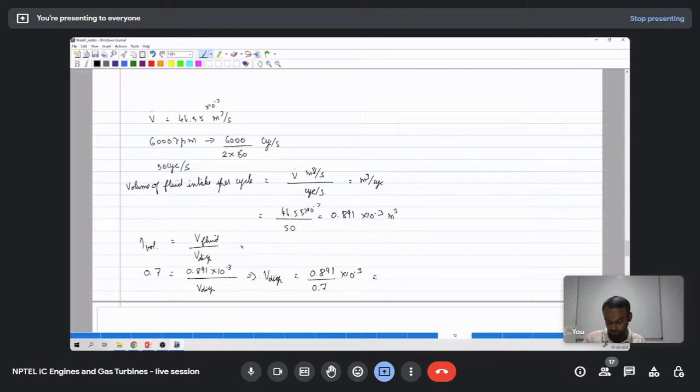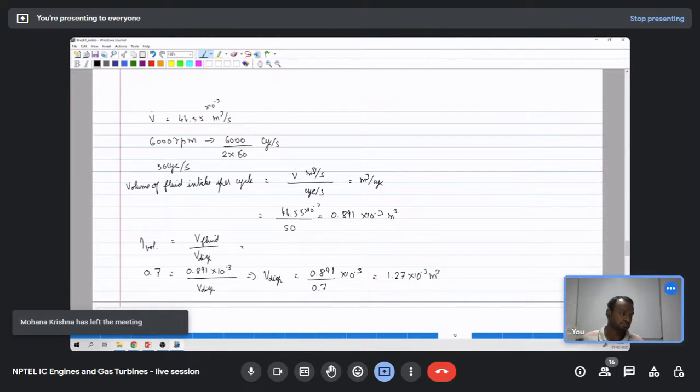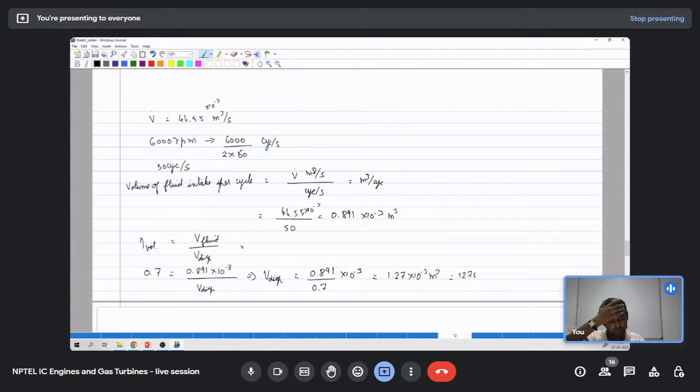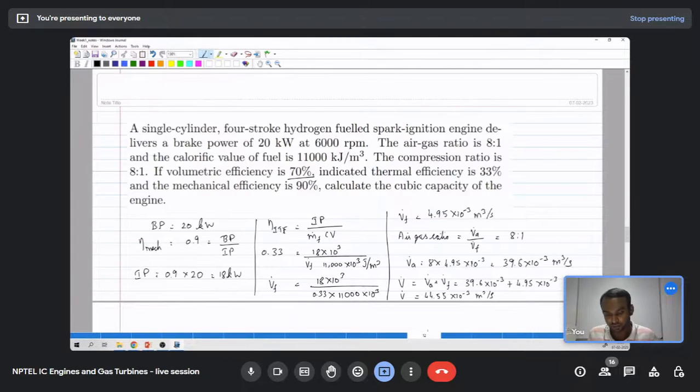1.27 into 10 to the power minus 3 meter cube. So that would be 1270 cc. So for the given engine operation, we need a 1270 cc displacement volume engine to generate 20 kilowatt at 6000 rpm.